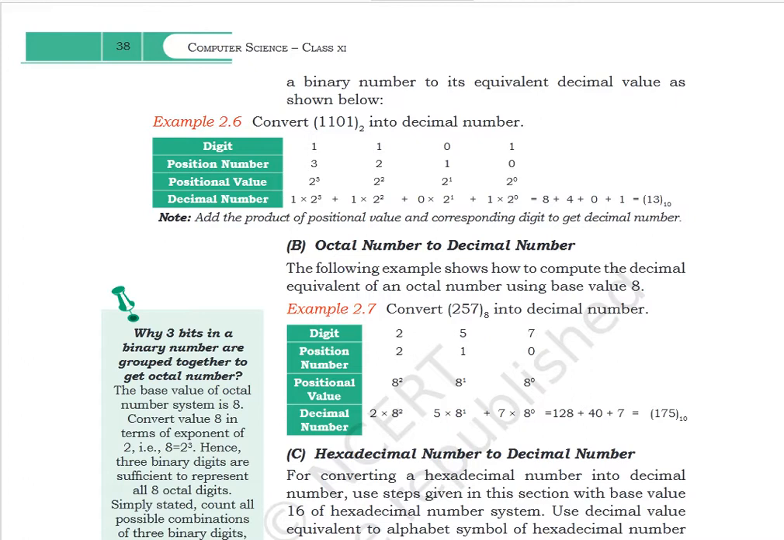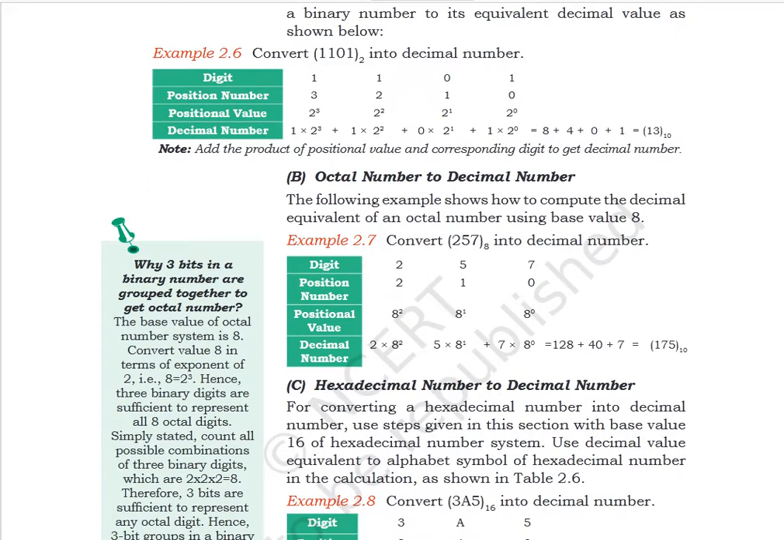Now this base value is important. When we are converting a number from some given number system to another number system, we have to just refer to the base value here. For the binary number system we use 2, for the decimal number system we use 10, for octal 8 and for hexadecimal 16.